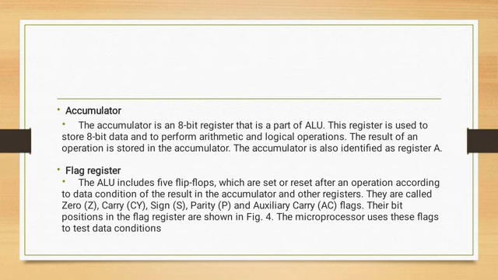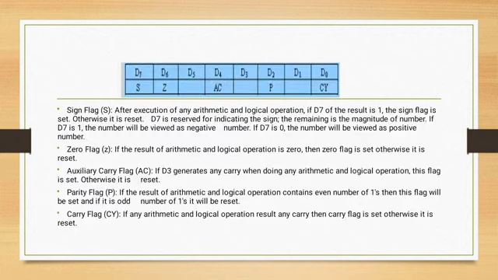Next, flag register. The ALU basically includes 5 flip-flops which are set or reset after completing the operations. There are 5 flags present. One is called zero flag, then carry flag, sign flag, parity and auxiliary carry flags, and their bit positions in the flag register are shown in the next slide.